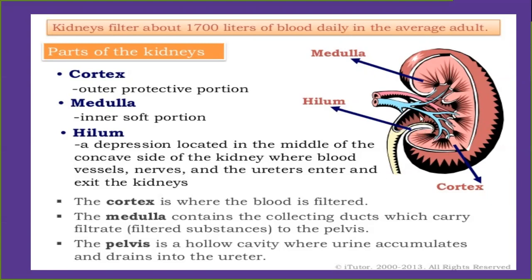The third region you can see is called the hilum. The hilum is a depression located in the middle of the concave side of the kidney, where the blood vessels, nerves, and ureters enter and exit the kidney. The blood vessels, the renal artery and renal vein, then different types of nerves and the ureter enter and exit through this hilum. This is the structure of the human kidney.